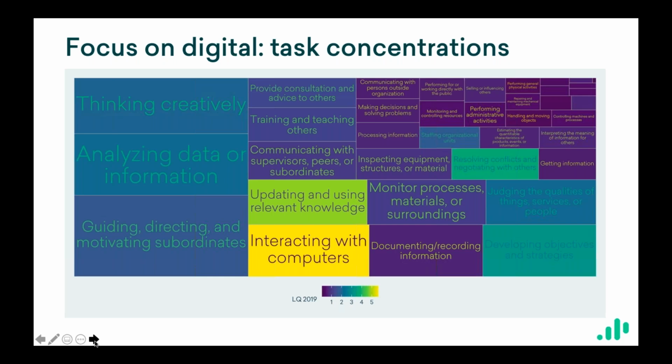And so you can see that the brighter coloured areas, using a location quotient measure again, are the tasks that are most important in the Gloucestershire digital cluster compared to the average in the economy nationally. And so not surprisingly, interacting with computers comes high up, updating and using relevant knowledge, but you can also see resolving conflicts and negotiating with others is quite important, and developing plans and strategies as well. So there's quite a mix there.